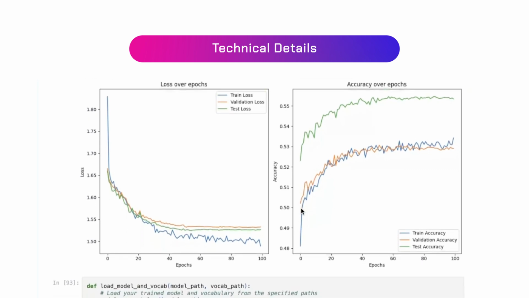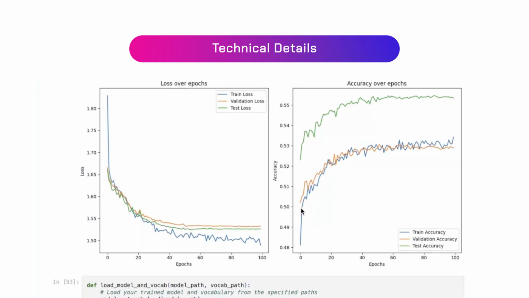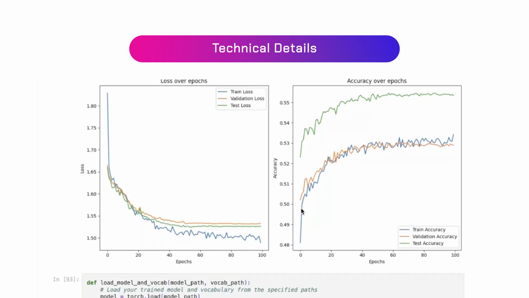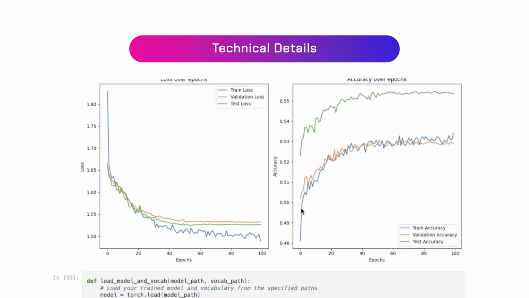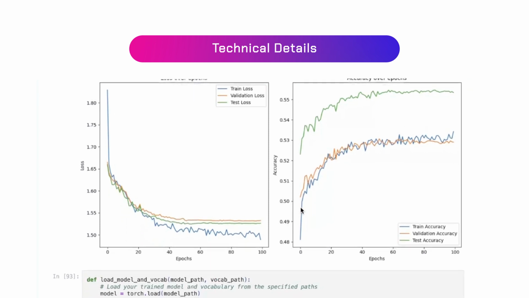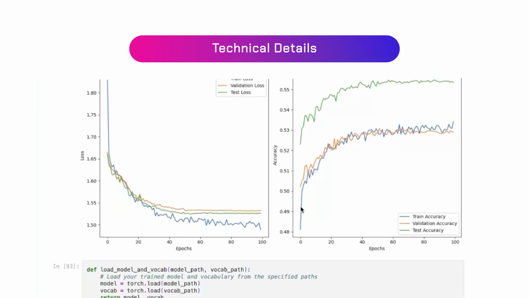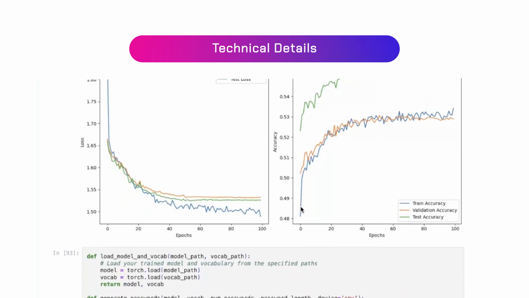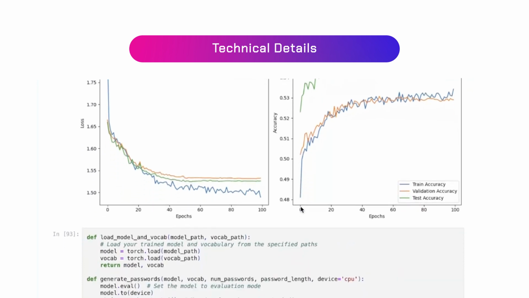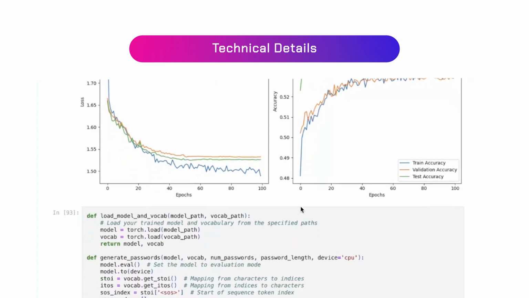The graphs show the progression of our model's training over 100 epochs. On the left, we have the loss over epochs graph. It shows that all three datasets, training, validation, and test, display a decreasing trend in loss as the number of epochs increases, indicating good learning over time. The lines are close together, suggesting consistent performance across different datasets. On the right, the accuracy over epochs graph reveals a steady increase in accuracy over time for the training set. The validation and test accuracies also improve with some fluctuations, which is normal behavior.